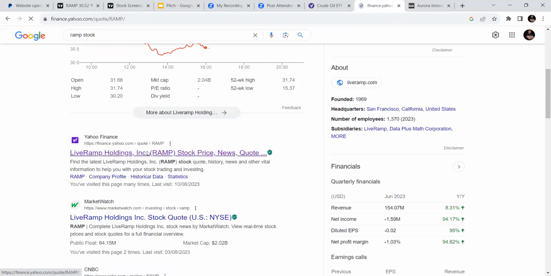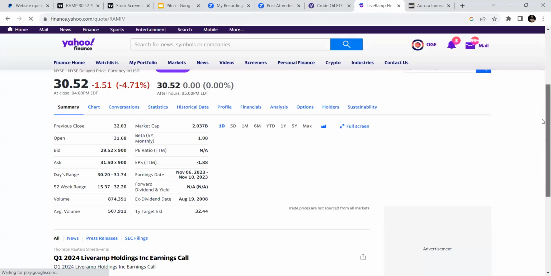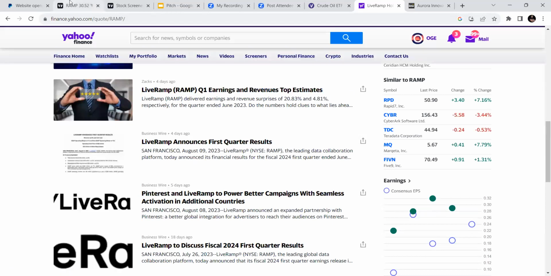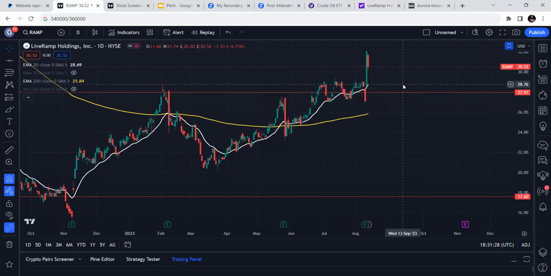So this is live RMP. You can see here, 4 days ago, Q1 earnings and revenue top estimates. So the best time to buy a stock is not before its earnings, it's after its earnings. But RMP have not met my criteria yet. Know why I said so? When a stock breaks out into advanced stage, it will most likely pull back. So is that pullback that I'm waiting for?